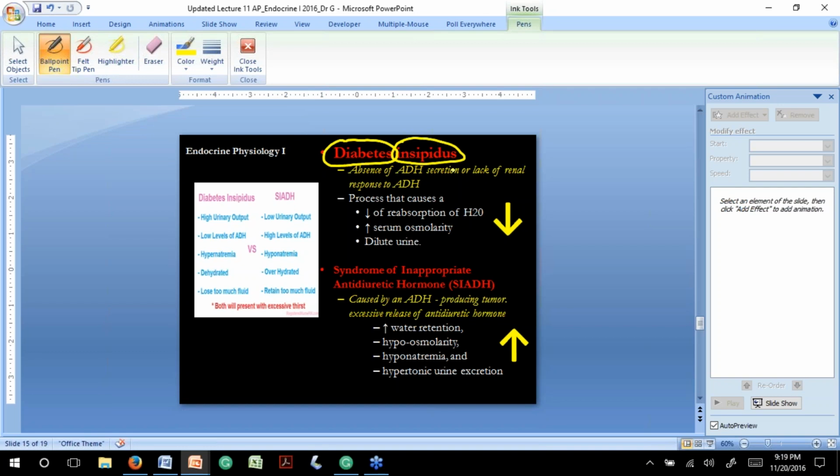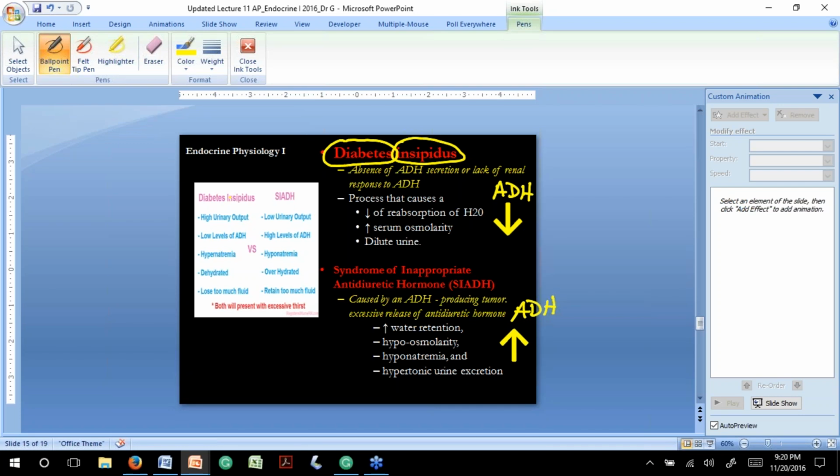So in diabetes insipidus, you're going to have low levels of ADH. And the syndrome of inappropriate antidiuretic hormone secretion is going to be an increase of ADH. So one is totally the opposite of the other, right? Diabetes insipidus and SIADH. Here we have the absence of ADH secretion or lack of renal response, so low ADH, and here we have a tumor that can happen in the pituitary gland that increases the secretion of ADH.